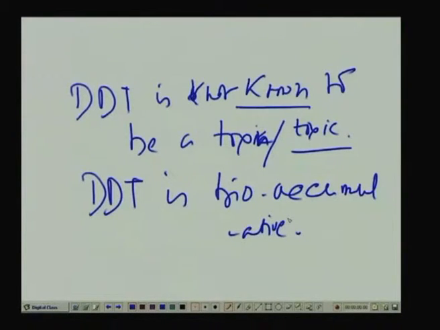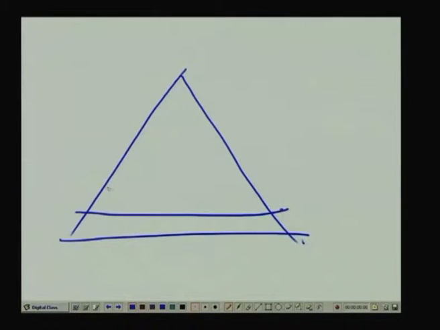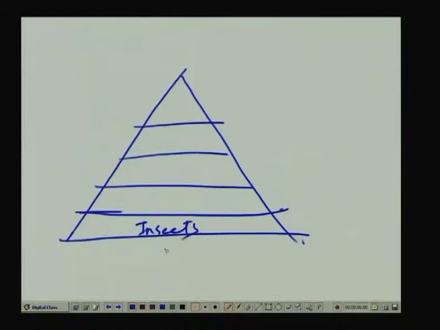DDT is bioaccumulative, like many pesticides are. Bioaccumulative means that it would continuously move in the food chain. If you observe the food pyramid, the DDT would continuously move. Say, first the insects would have it. From the insects, the birds would have it, then the larger bird of prey. From the birds, finally it would go higher.